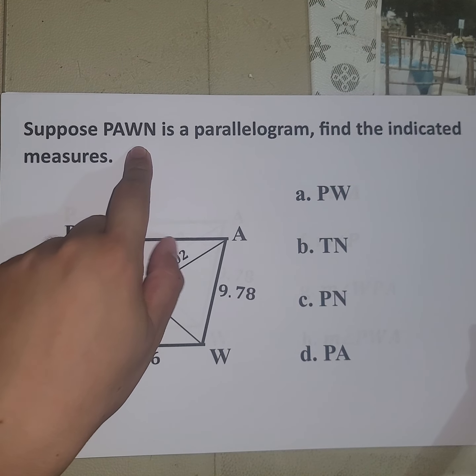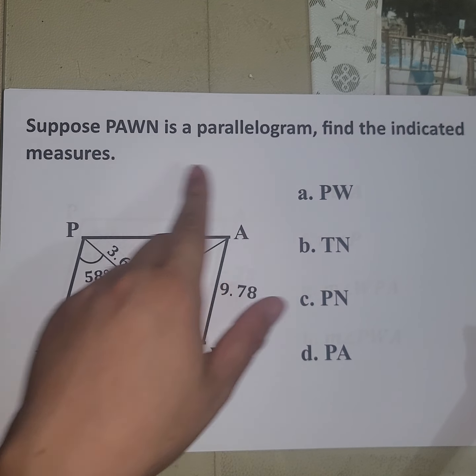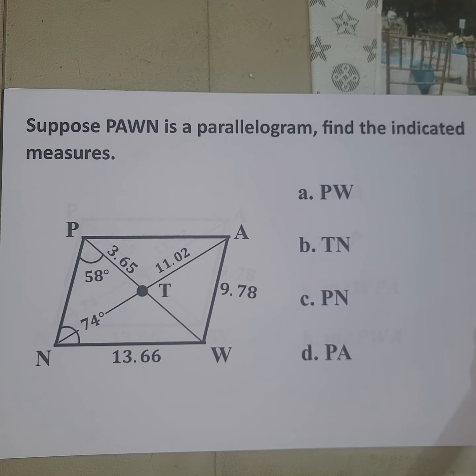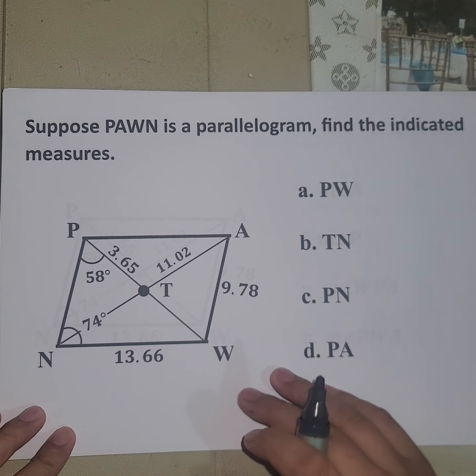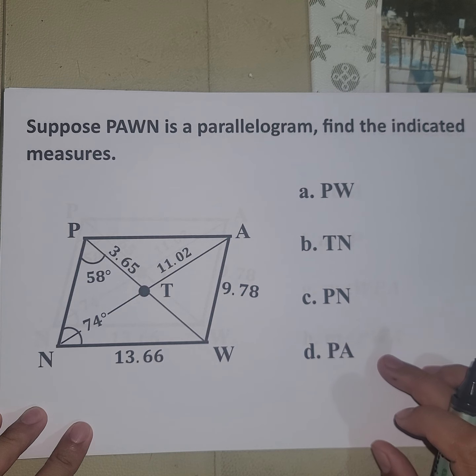Suppose PAWN is a parallelogram. Find the indicated measures. Using this figure, hanapin natin yung mga missing measurements ng given dito.